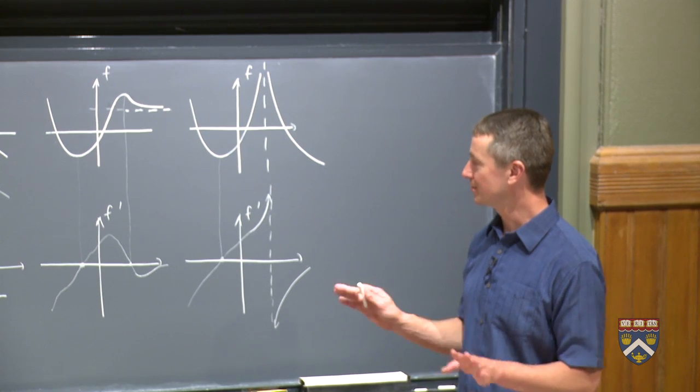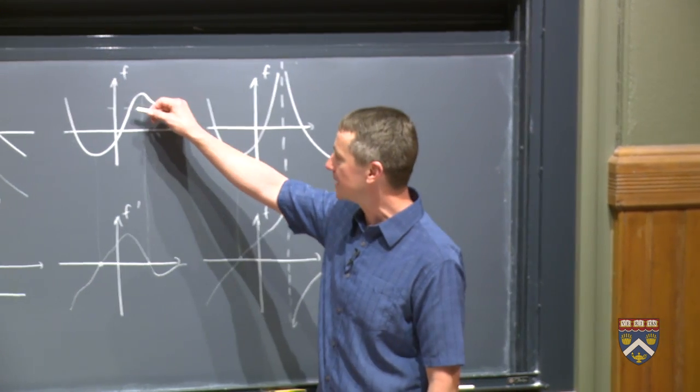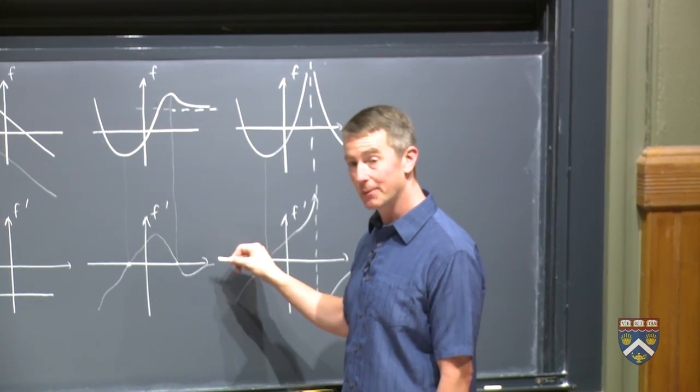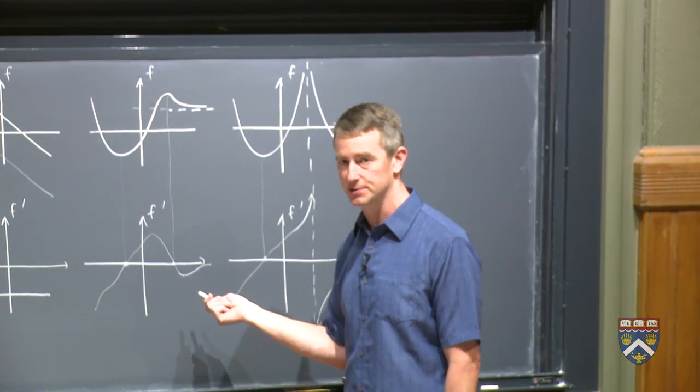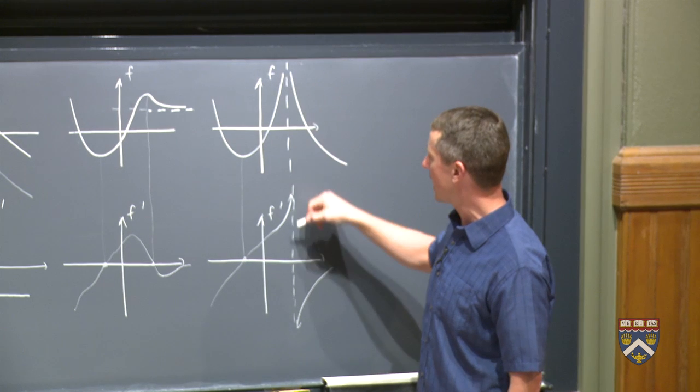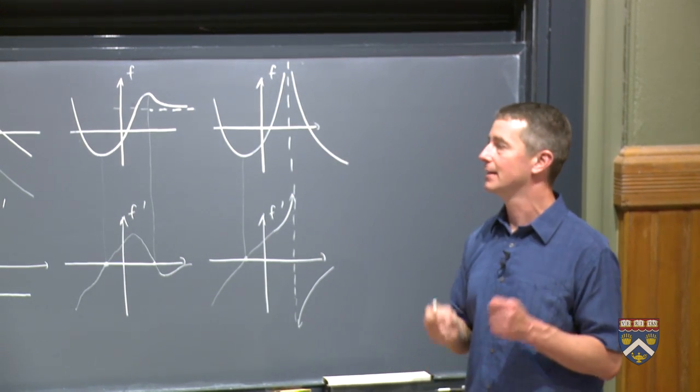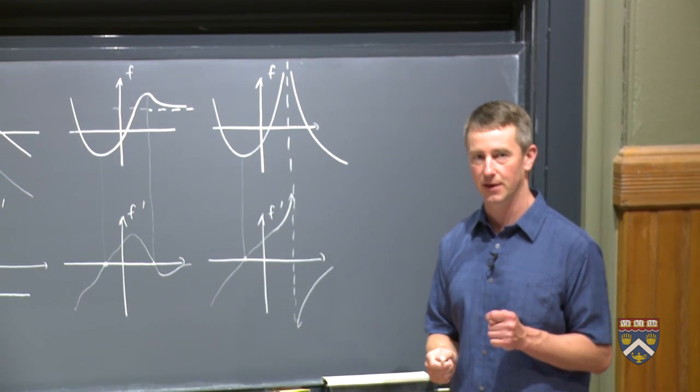So one important thing to remember is that if we have a horizontal asymptote on f, f prime will also have a horizontal asymptote, but the horizontal asymptote on f prime will always be at y equals 0. If I have a vertical asymptote on f, f prime has to have a vertical asymptote at exactly the same x value.